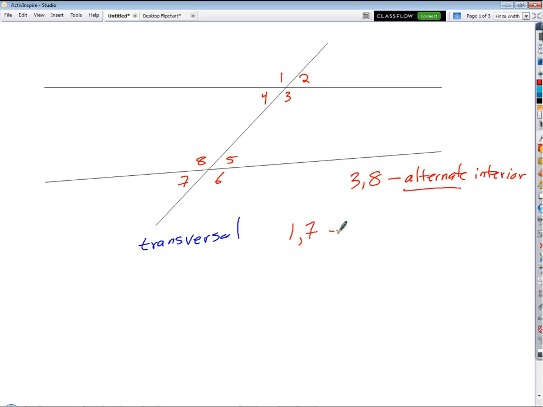Do you remember? Okay, now so alternate means they're on opposite sides of the transversal. What do we say if they're on the same side? Congruent. What was it again? Consecutive. Consecutive. Yeah. So, consecutive exterior.